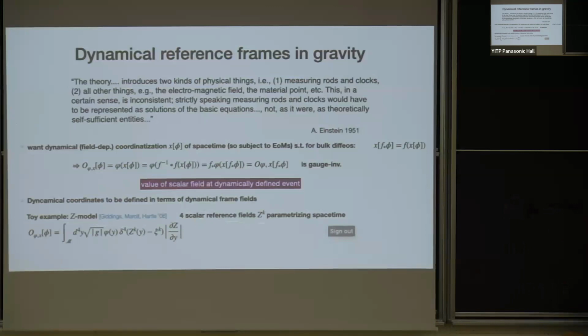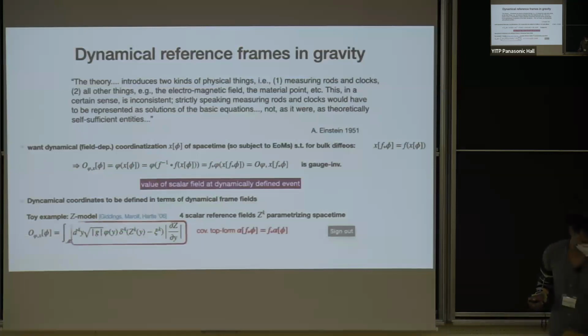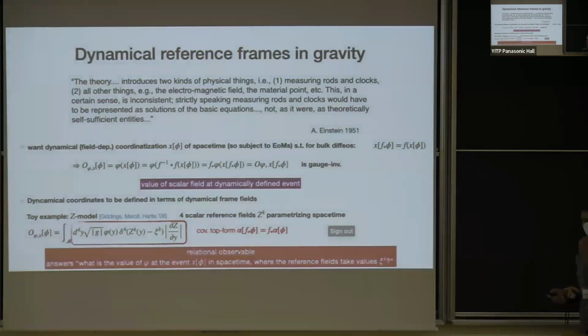Here, for simplicity, I assume there are 4 scalar reference fields. They're the dynamical Z^K that are in a configuration that parameterizes spacetime. And then a way to realize this observable is in this particular way. You put in the scalar field at some non-dynamical coordinates y, and then you put in a delta function that clicks when the fields read a particular value. And then the rest is just measures. This thing turns out to be a covariant top form, as I had on the previous slide, so that is actually gauge invariant.